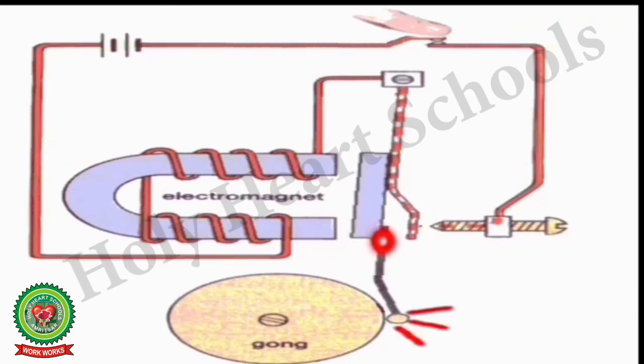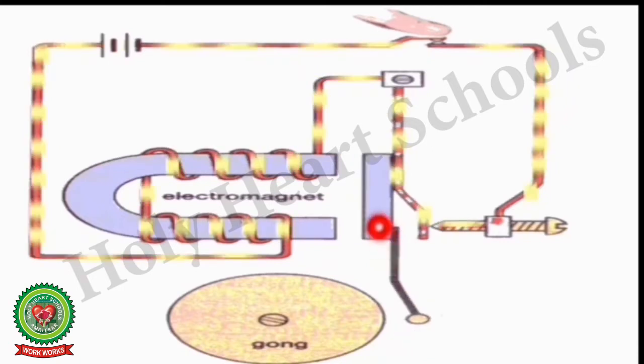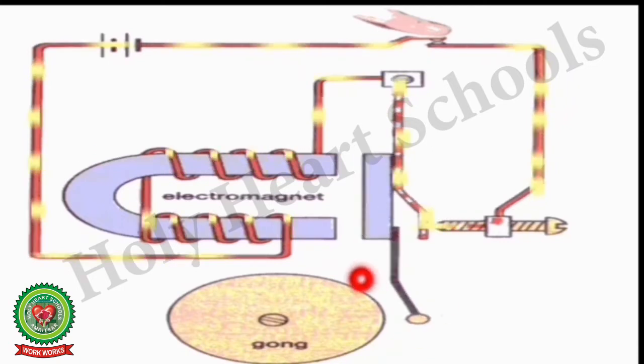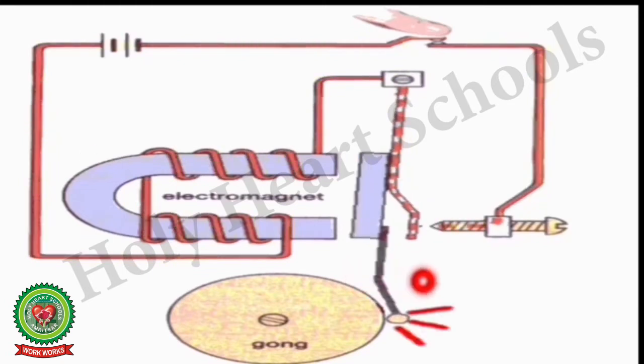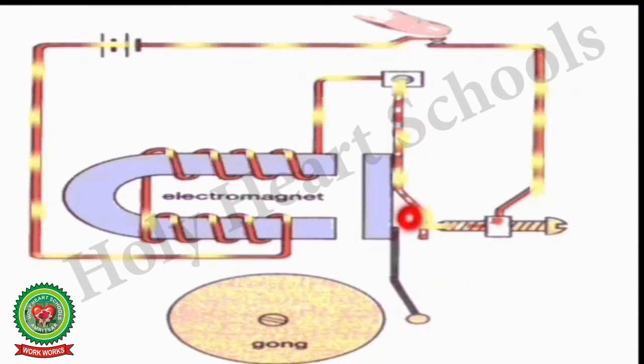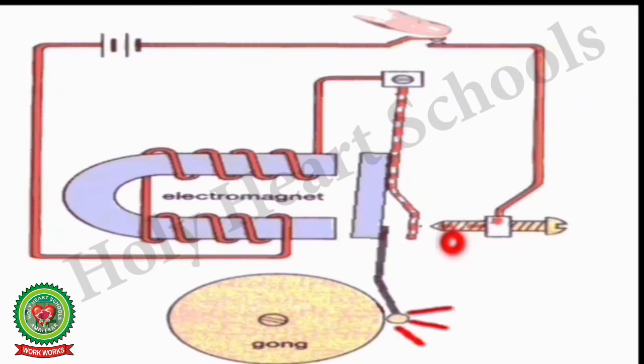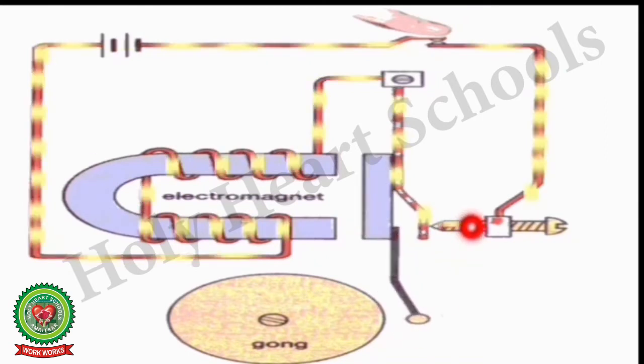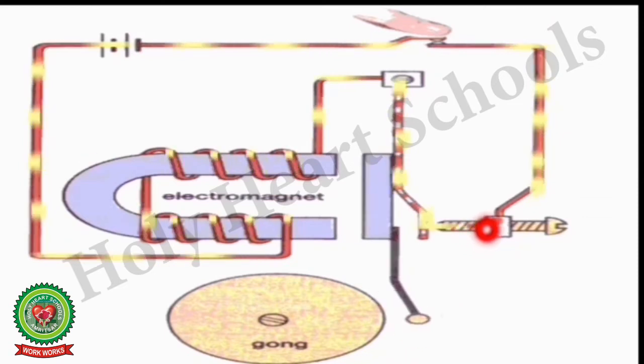It attracts the armature towards it, and the hammer which is attached with the armature strikes with the gong and sound is produced. But notice, when the hammer strikes with the gong, the connection between this strip and the screw breaks. When it breaks, the current stops flowing, but the hammer is pulled back to its original position, and then it again completes the circuit.